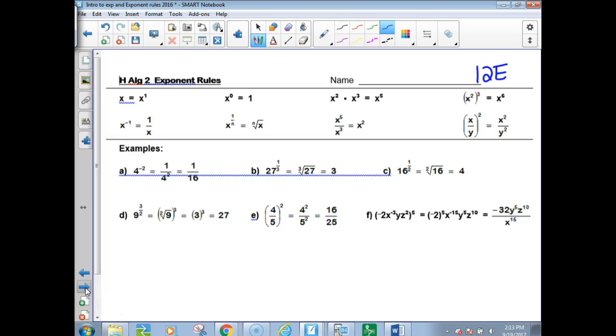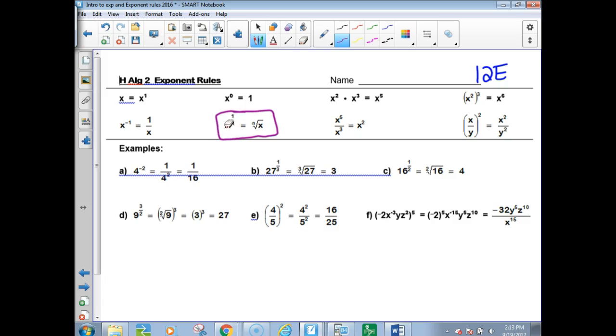Okay, so please save the puzzle for homework, okay? That's an assignment just to work on when you get a chance tonight. So go to 12E, please. That next page. You got your rules at the top that I went over already. The only one I didn't go over was this one. I don't think I really fully wrote down x to the 0 is 1.